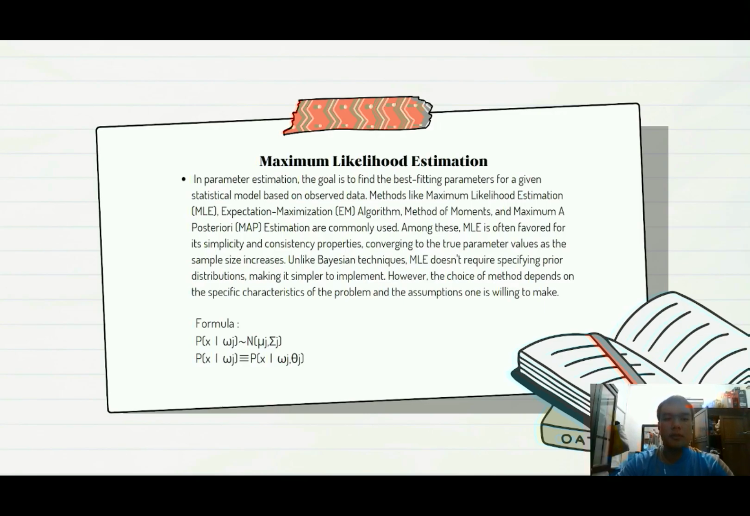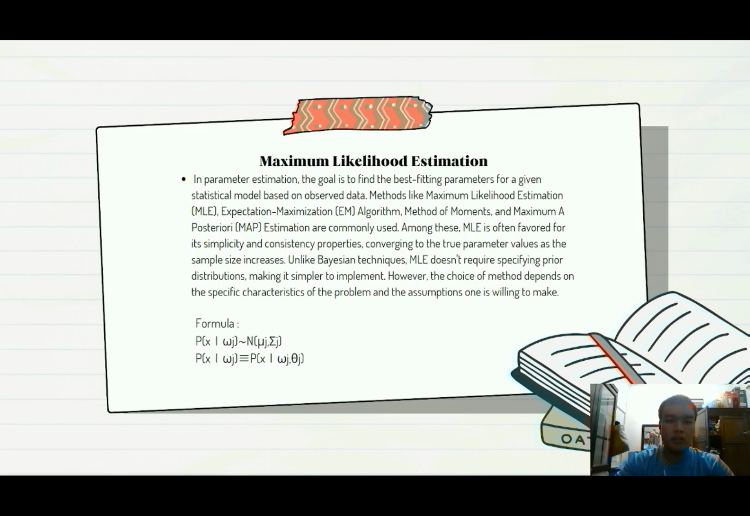Now I will talk about the maximum likelihood estimation. In parameter estimation, the goal is to find the best fitting parameters for a given statistical model based on observed data. Methods like maximum likelihood estimation, expectation maximization algorithm, method of moments, and maximum a posteriori estimation are commonly used.